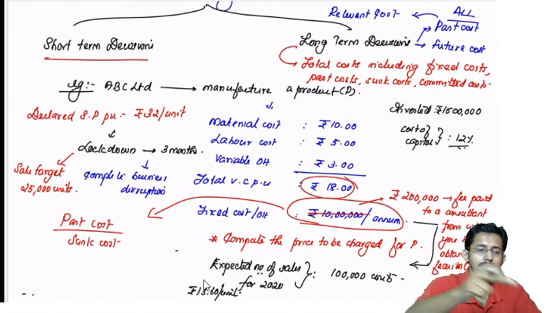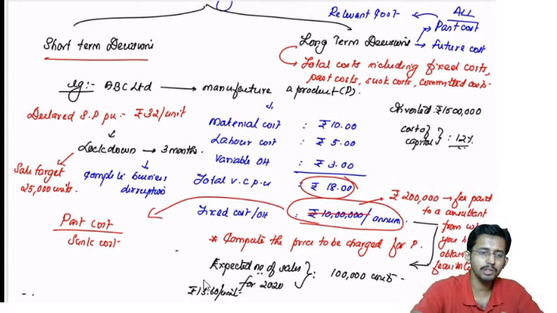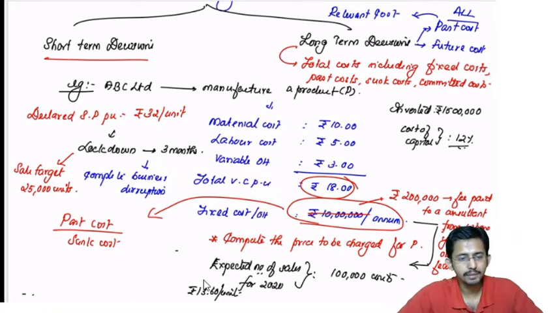If you want to sell these 25,000 units in these 3 months, you have to manufacture them. For manufacturing, anyway, you will incur this 18 rupees. Am I right? So is it not a relevant cost? Yes, it is a relevant cost.